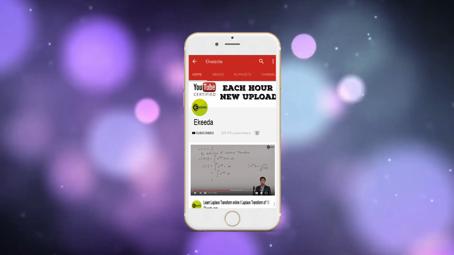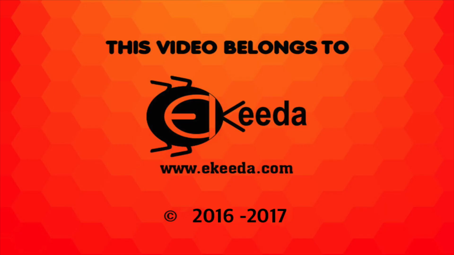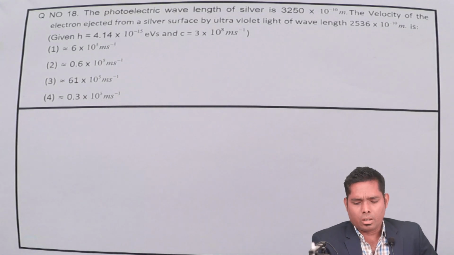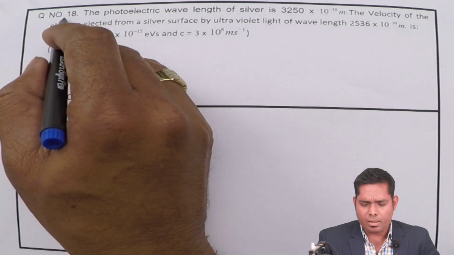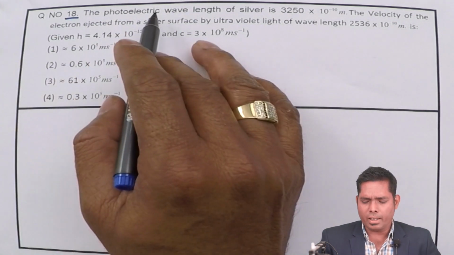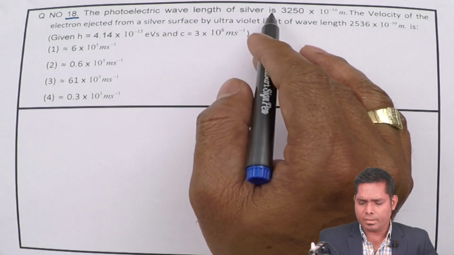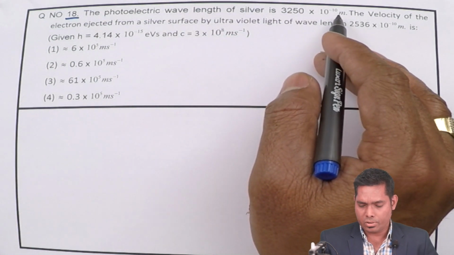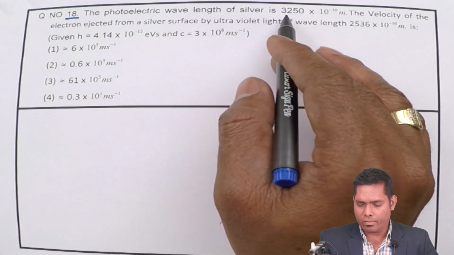Hello students, let us solve the next question, number 18 of NEET Physics paper 2017. Students, let us solve question number 18. The photoelectric wavelength of silver is given. So the photoelectric wavelength is this.